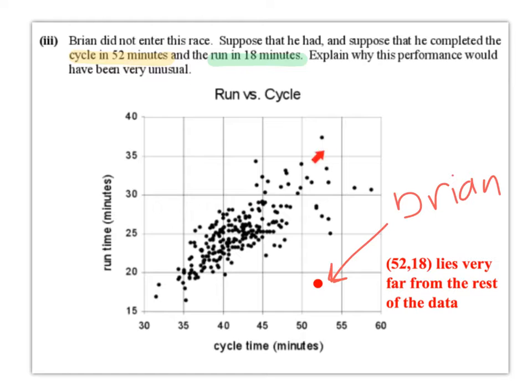So we can see it's not very close to the rest of the data, because the data is going in a positive uphill slope. So it's getting quite close to a straight line. But this fella here, Brian, would be an outlier. He's quite far away from everything else. He's an outlier.